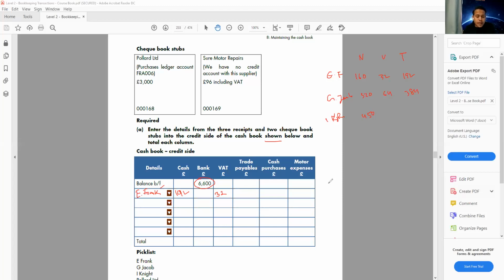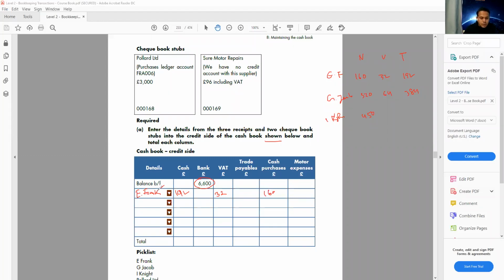Which column am I going to write in? Net, trade payable, cash purchase, or motor expense? Cash purchase. So the actual cash purchase, the net amount is 160. And this is for the actual cash purchase, because this 32, I'll get it back, isn't it? So that's not my actual expense.